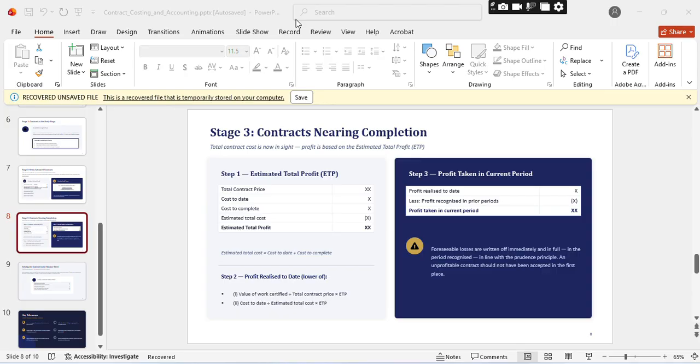Okay, an unprofitable contract should not have been accepted in the first place. Take note. An unprofitable contract should not have been accepted in the first place.